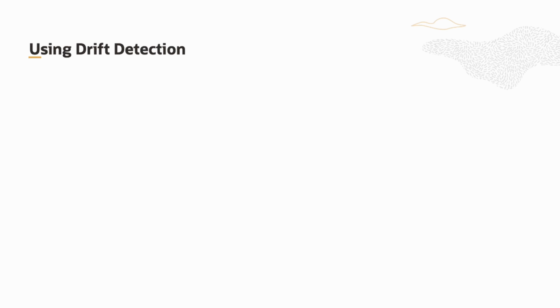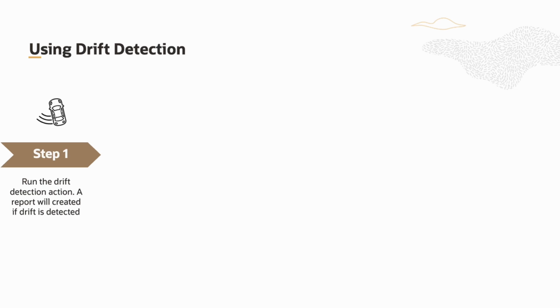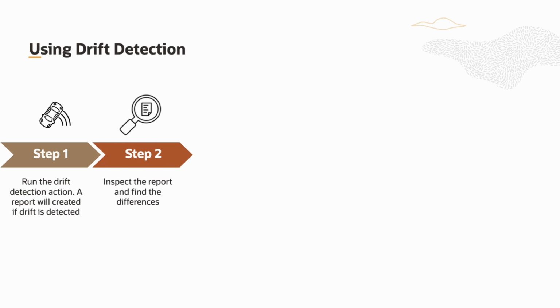The process of using the drift detection feature has the following steps. First, you run drift detection. Terraform will analyze your current infrastructure state and compare it to the state defined in your configuration files. A report will be created if any drift is detected. After that, you will carefully inspect the report generated by Terraform. This report will highlight any differences between your actual infrastructure and the expected state defined in your configuration files.